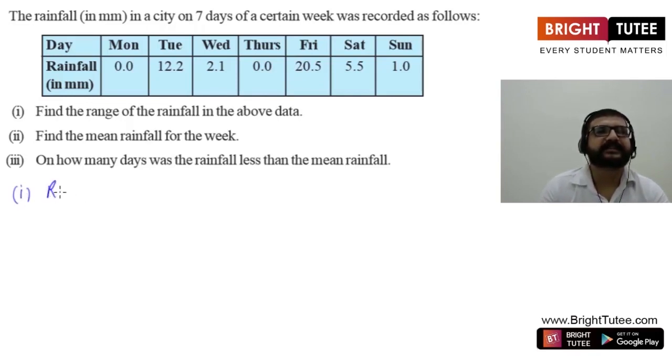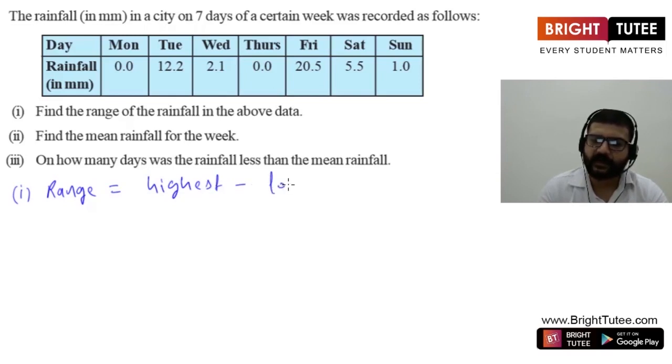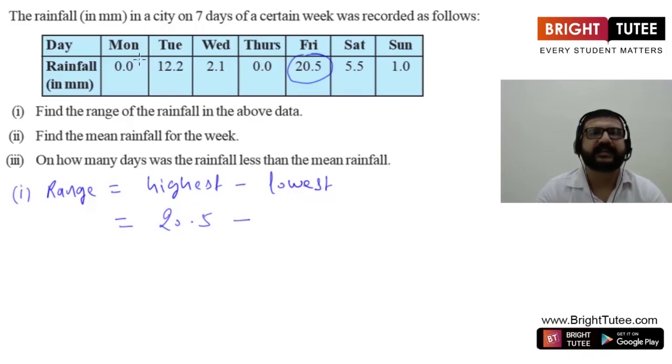Now as we know, range is equal to the highest observation, or the highest value of the data, minus the lowest observation, or the lowest value of the data. From the data, the highest observation is 20.5, so it will become 20.5 minus the lowest observation. The lowest observation here is 0.0. So it will be 20.5 minus 0. Therefore, the range of this data will be 20.5.